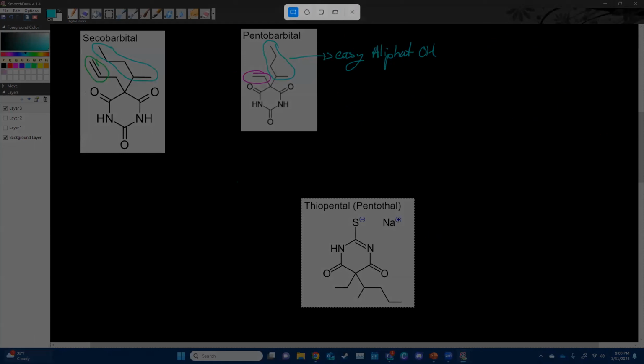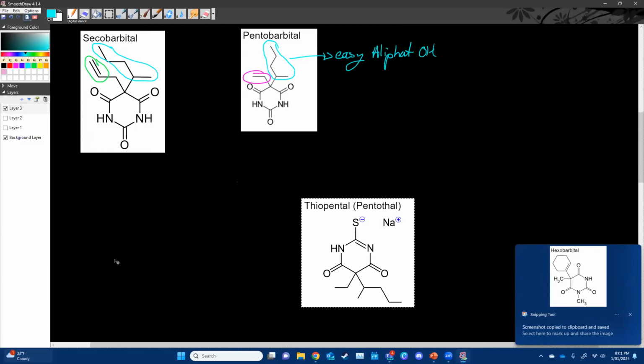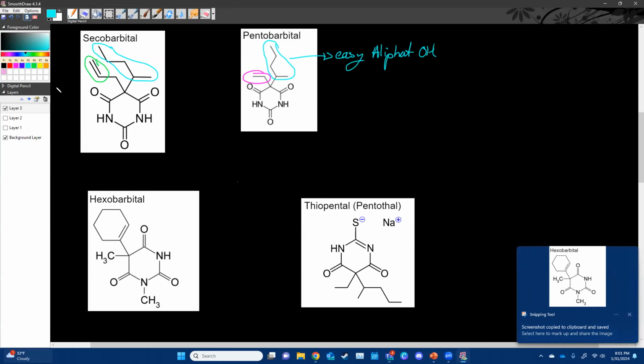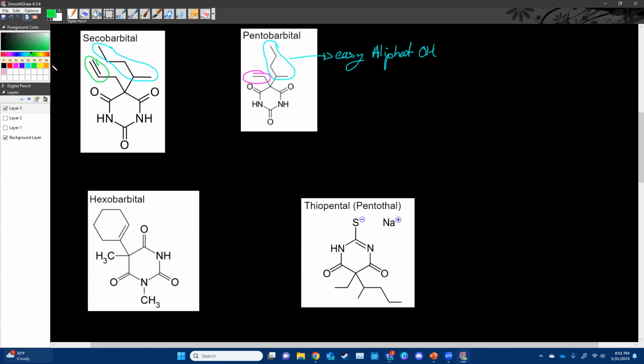So we'll talk about thiopental in just a second. But really, we should focus on hexobarbital. The difference in hexobarbital is that this is not a benzene ring. It's essentially a giant six-membered ring. This is a huge group. So we have a huge aliphatic group, meaning that hexobarbital is very, very easy to metabolize.